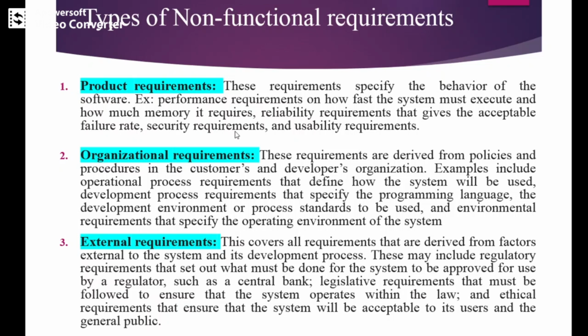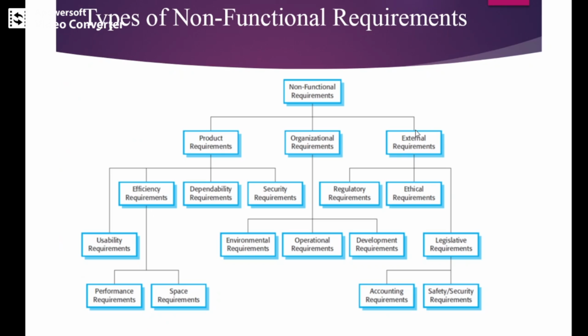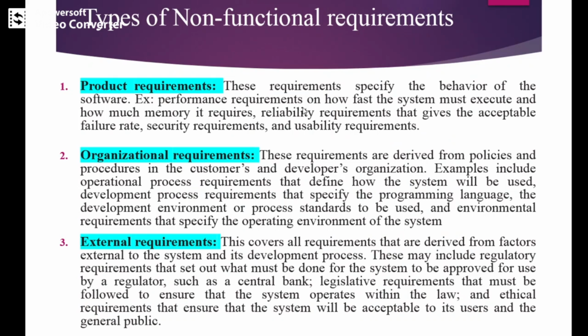Then security requirements, how secure your system is, and usability requirements, how much it can be used by the user. Then dependability requirements. Dependability requirements will include, obviously, reliability and security. That's why I've written reliability requirements. That gives the acceptable failure rate, the rate of failure occurrences you need to see. Then security requirements.